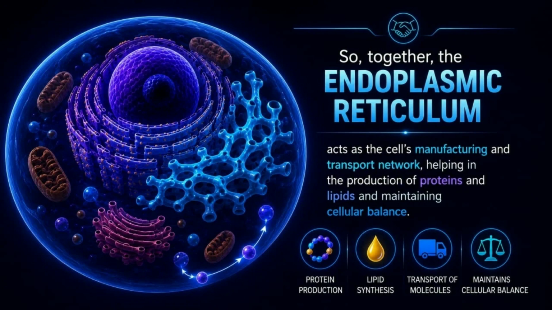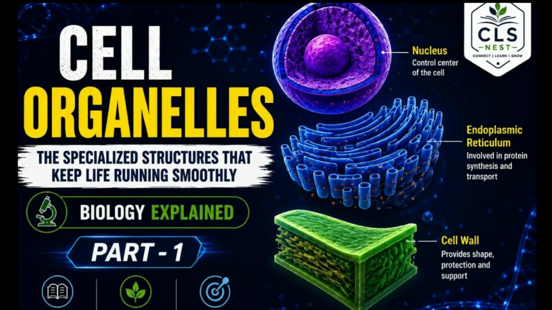So together, the endoplasmic reticulum acts as the cell's manufacturing and transport network, helping in the production of proteins and lipids and maintaining cellular balance. With this, we conclude this section of our cell organelle series. In this video, we learned about the cell wall, nucleus, and endoplasmic reticulum, and how they contribute to the structure and functioning of the cell.